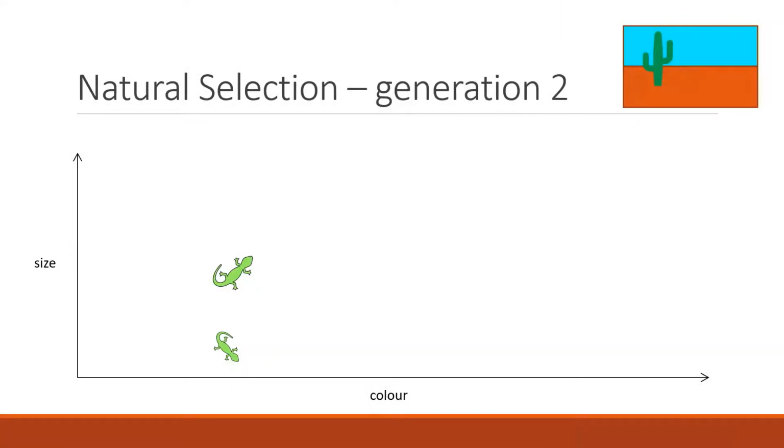We'll go with generation 2. We've got two baby lizards, and these baby lizards go around, and one of them is bigger than the other one. Is that going to make a difference? Who knows? But let's just say those lizards go and make a 3rd generation.